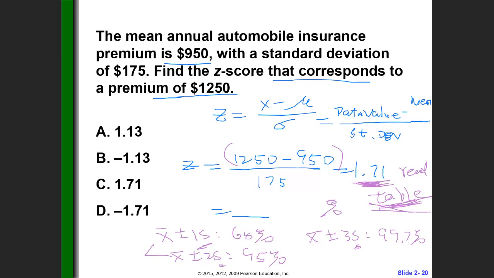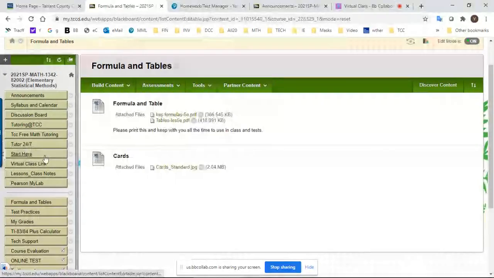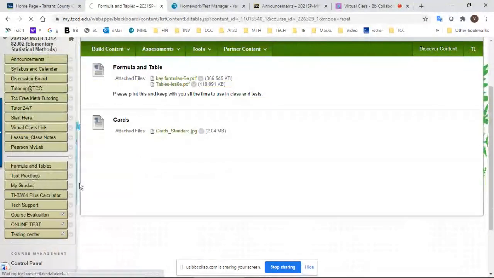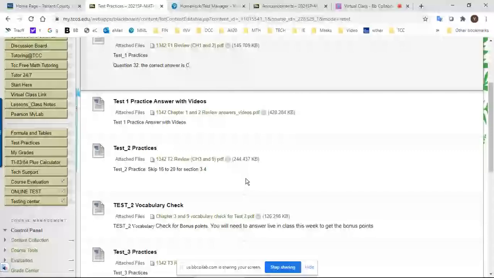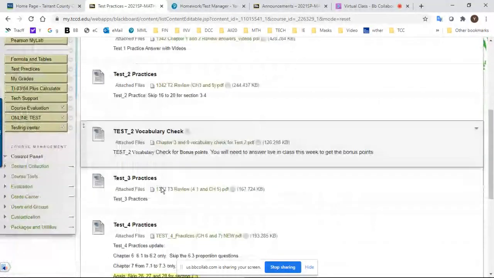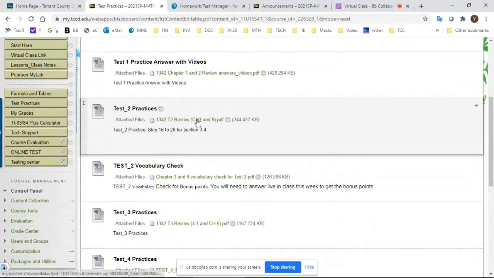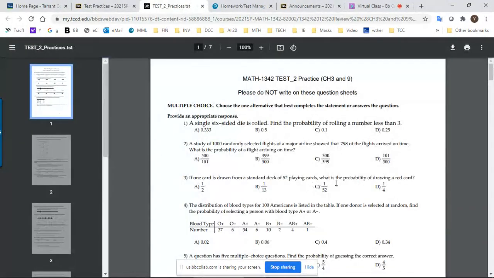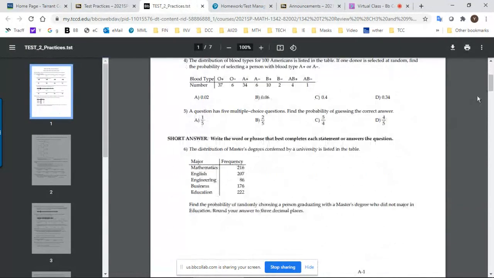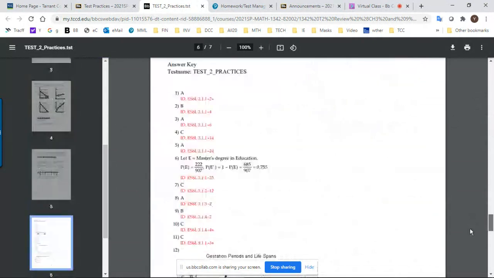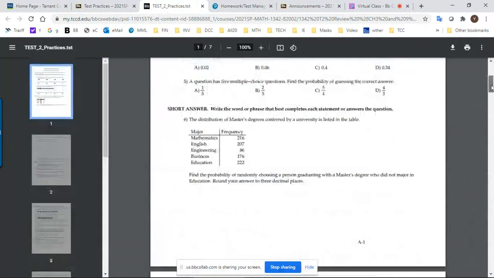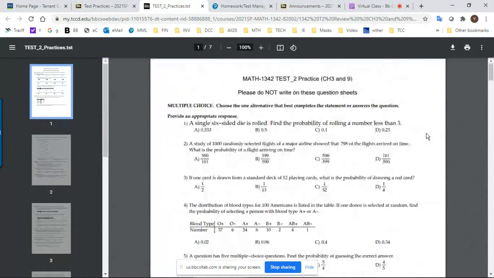Okay. We also have an additional review. Let me go ahead and show you this one right here, the screen. If you go to the test practice in here, I'm giving you quite a bit of the test 2 practice. I'm giving you a lot more review in this one for your test. This will be much more. That's chapter 3 and 9.